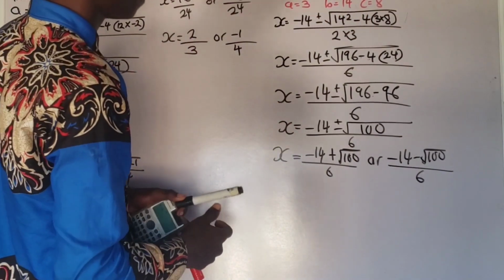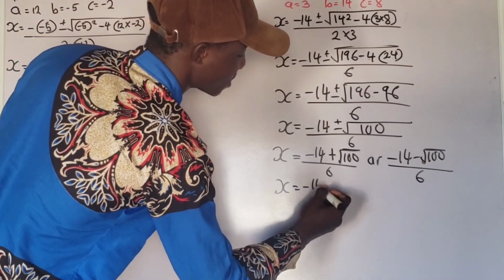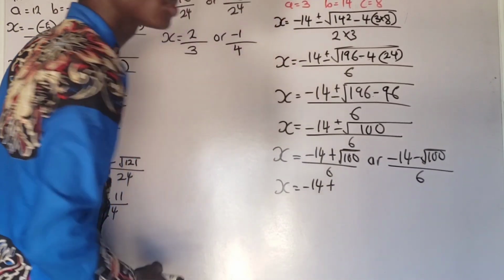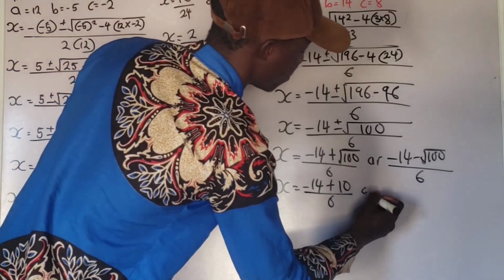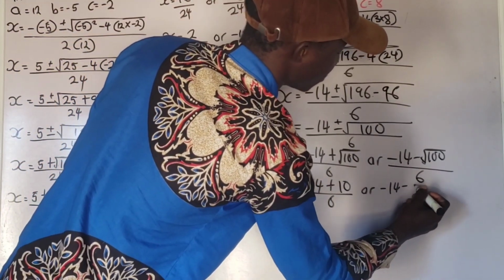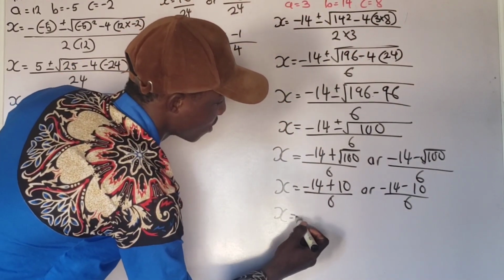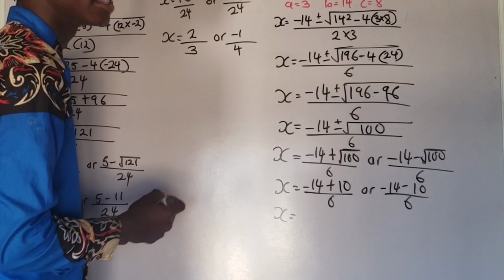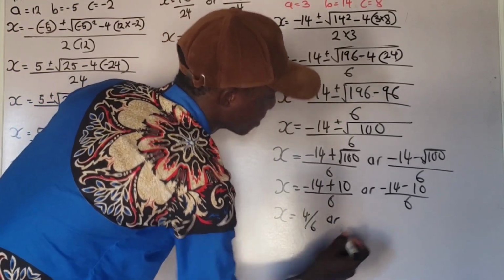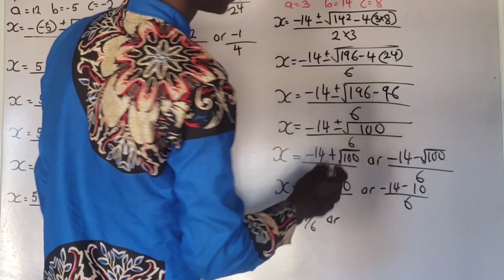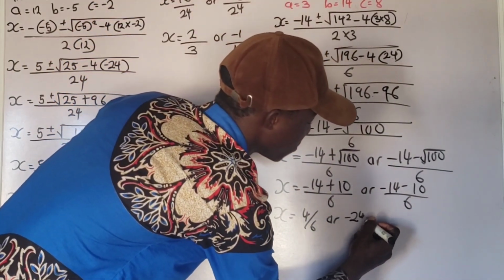From this point, we can take the square root of 100. So x equals negative 14 plus square root of 100, which is 10, so plus 10 all over 6, or negative 14 minus 10 all over 6. Now x will be equal to negative 14 plus 10. That is 4, so 4 all over 6, or negative 14 minus 10, that is negative 24, so negative 24 all over 6.